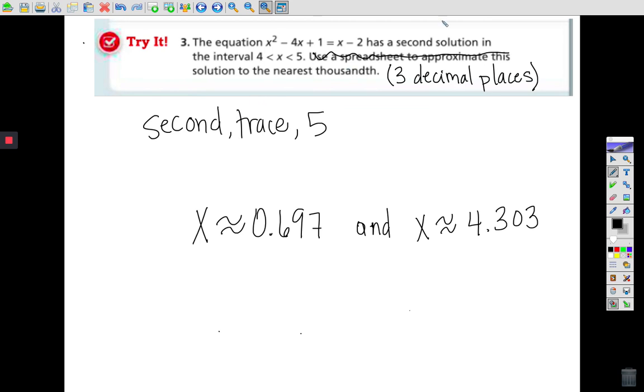Well, let's go back and look at our directions. It says that the equation has a second solution in the interval where x is between 4 and 5. So is our first solution going to be the one we found first? No, that's not between 4 and 5, is it? But is our second one? Yes, so that's our answer for 3.